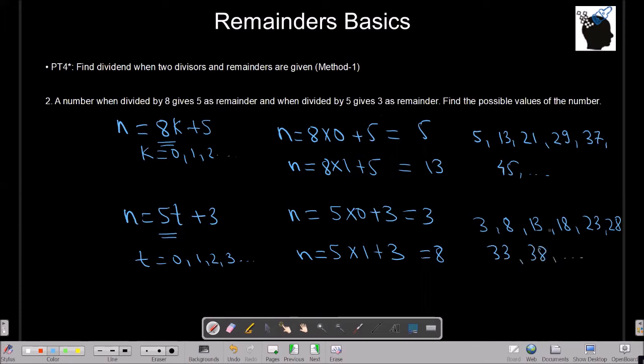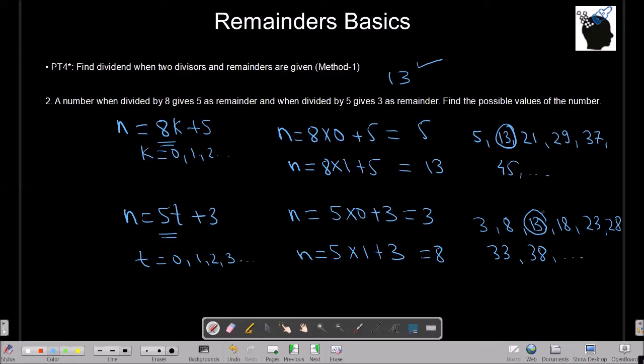And if you look at the common values, the common value is 13 in this case. Let's check if 13 is correct. So 13 when divided by 8 gives 5 as remainder, which is true. And 13 when divided by 5 gives us 3 remainder. That is also true.